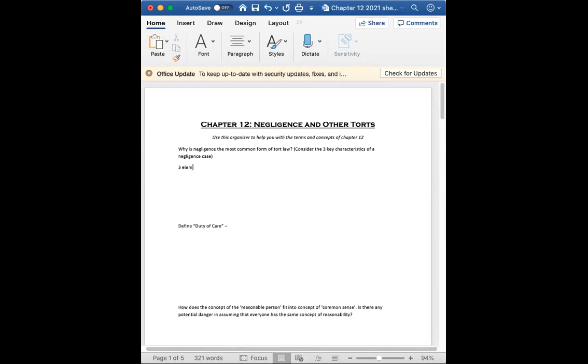So the three elements of a negligent act are as follows, and all three things must occur in order for there to even be a potential lawsuit. It must be unplanned. It must be unintentional. And it must result in injury. So this is the first part of answering this question.